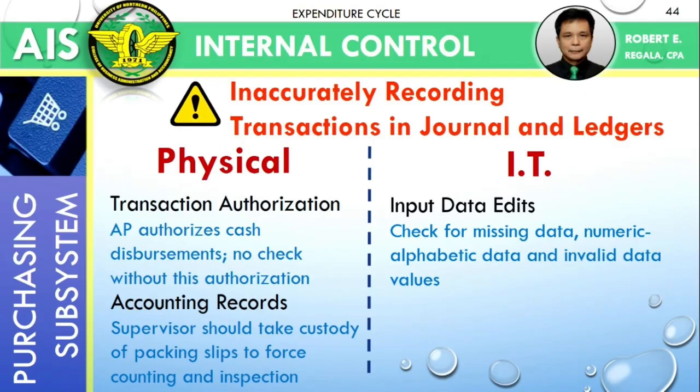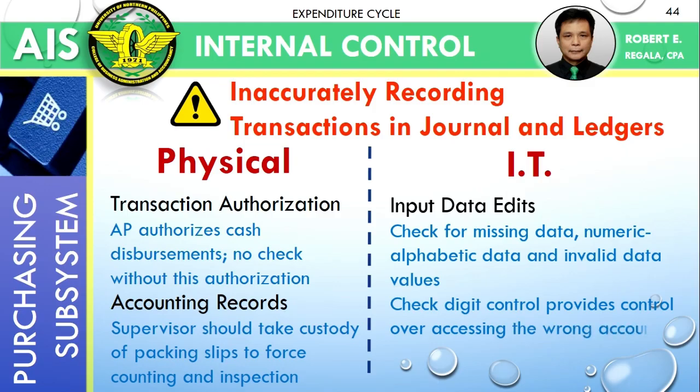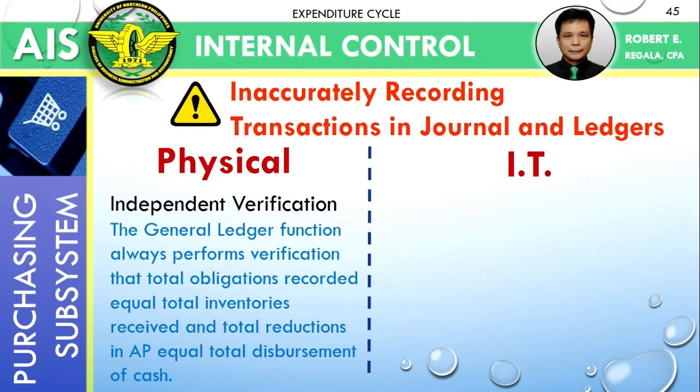2. Check Digit Control will provide control over accessing the wrong accounts. Non-vendor and inventory account numbers are susceptible to transcription and transposition errors during data entry. A check digit control will reduce the risk of such errors when department clerks enter account numbers into their systems.